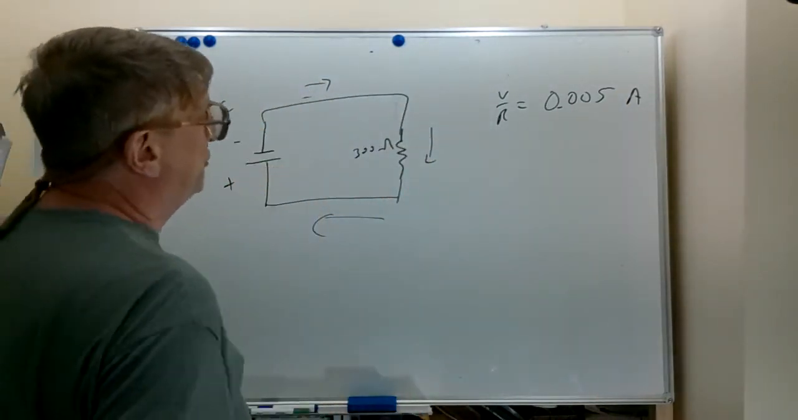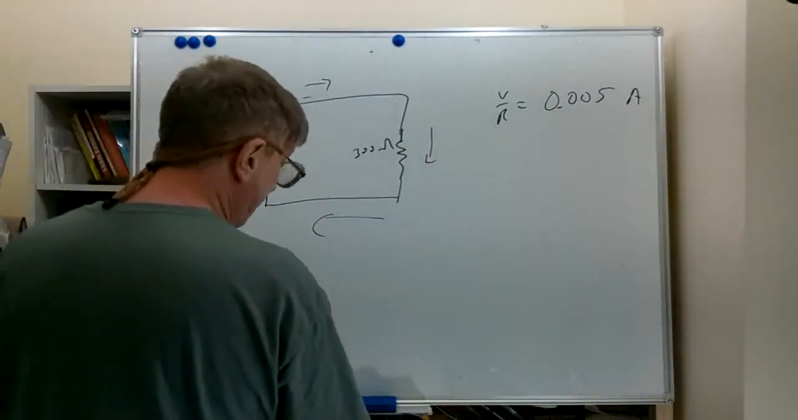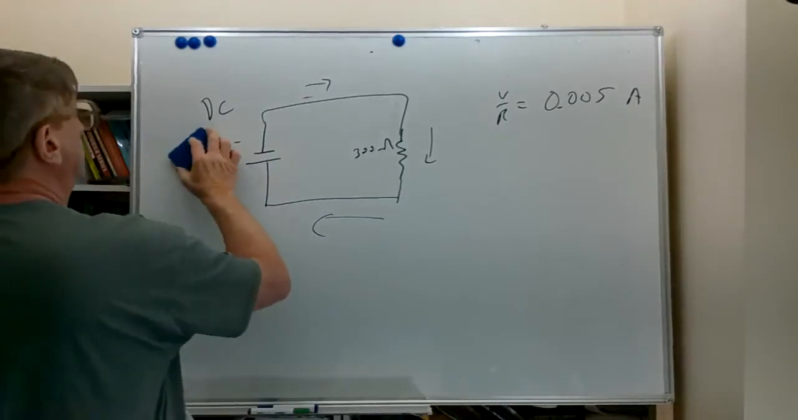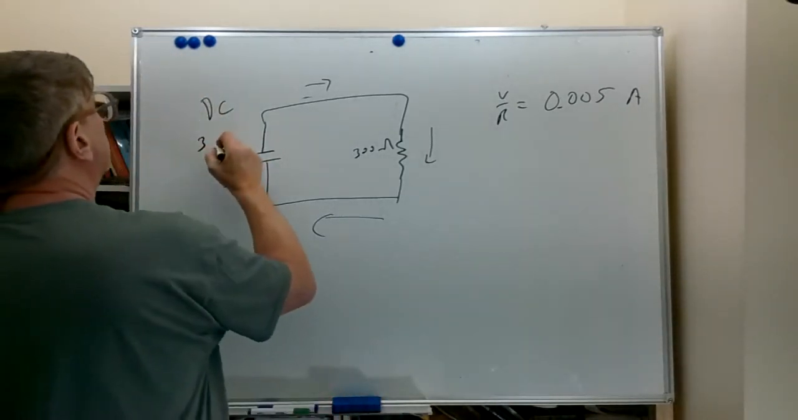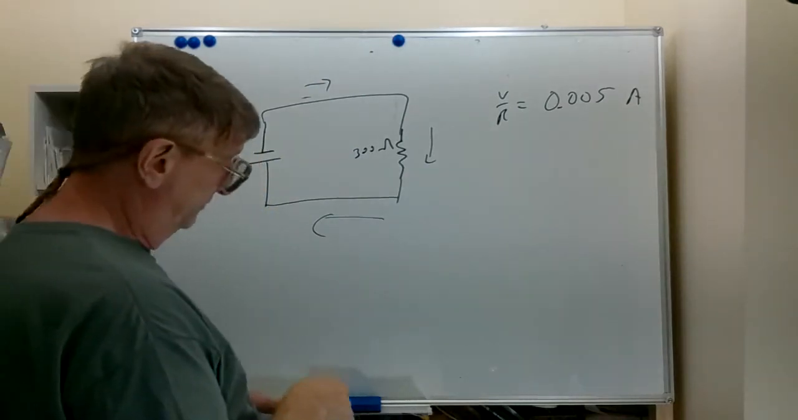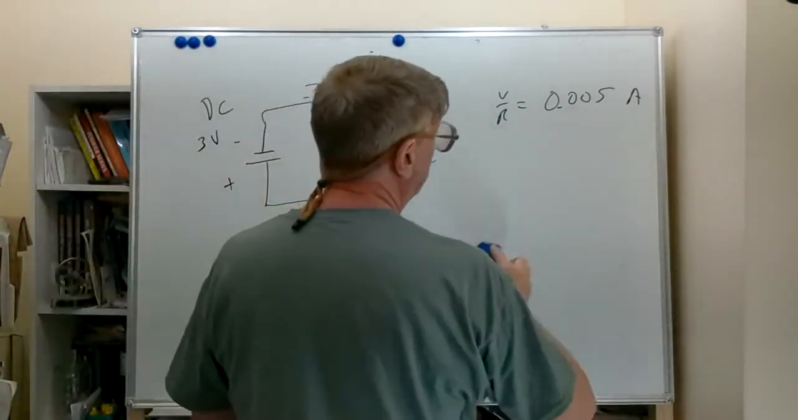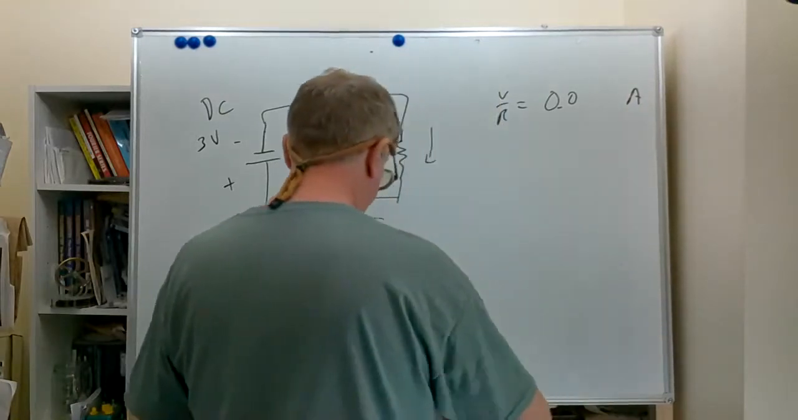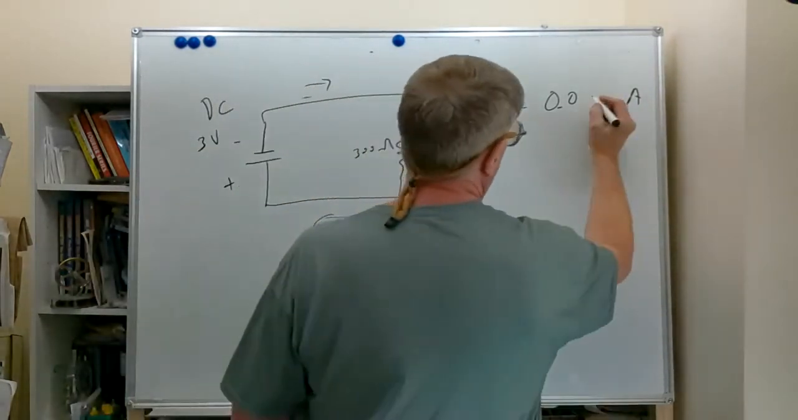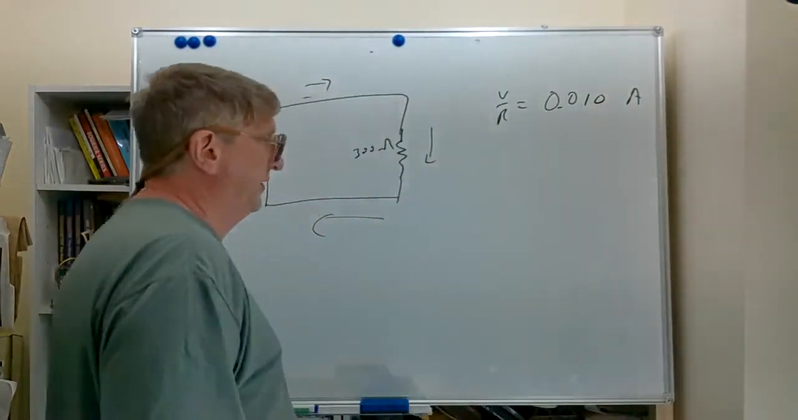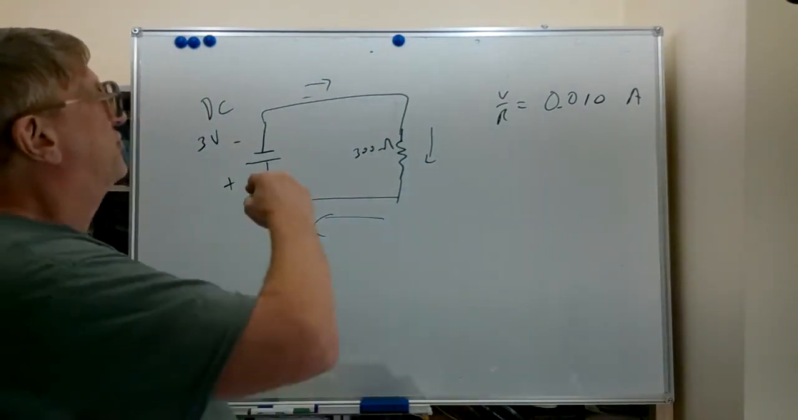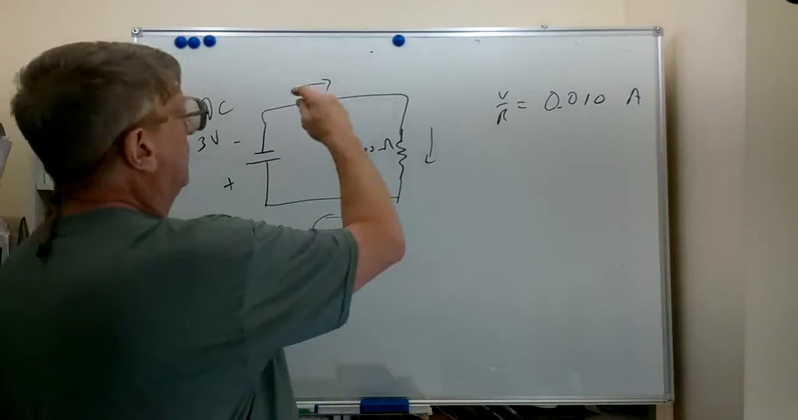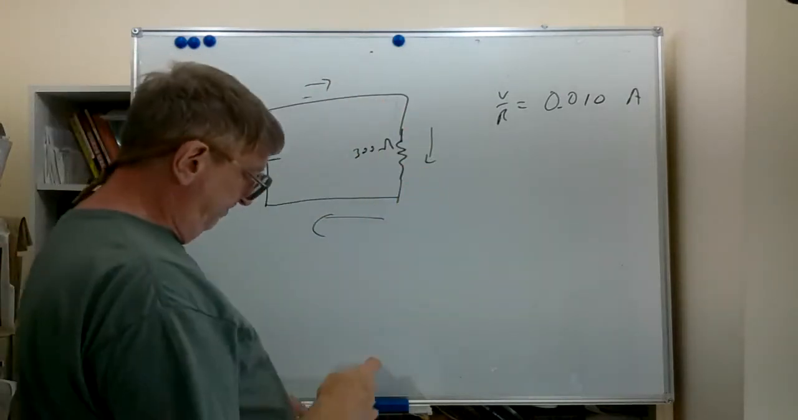If we double the voltage, we change that to 3 volts, we now will have twice as much current, 0.010 amps. But it's still DC because the direction of the current flow was always the same.